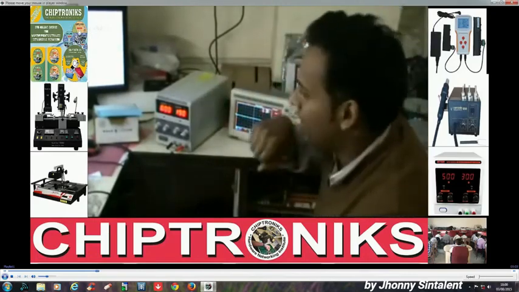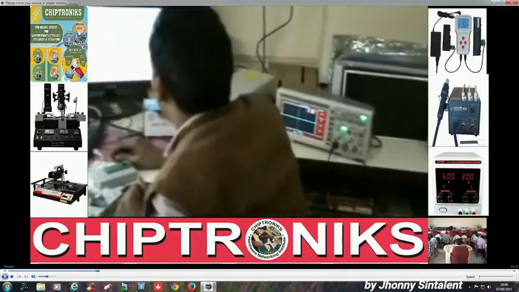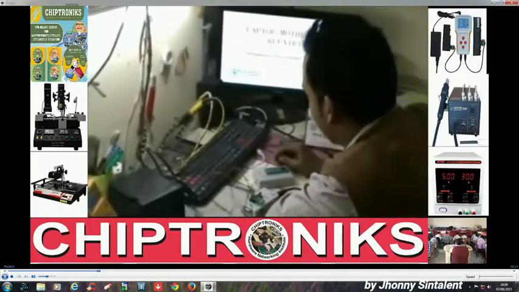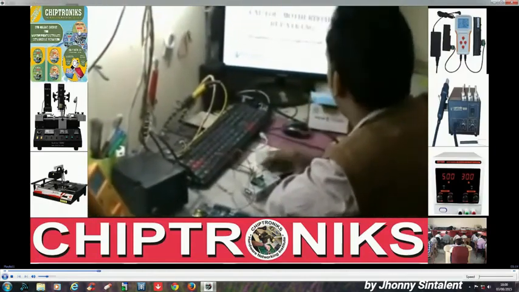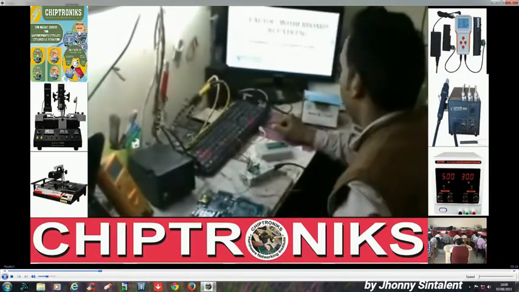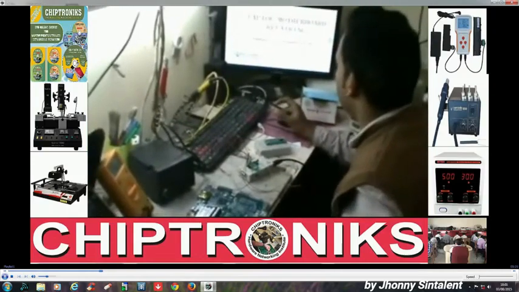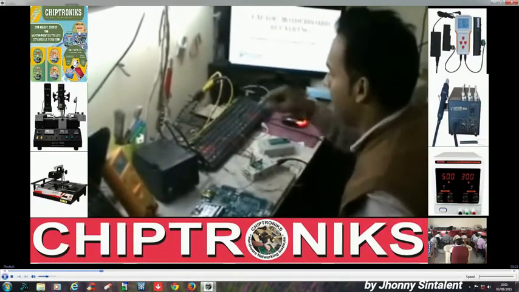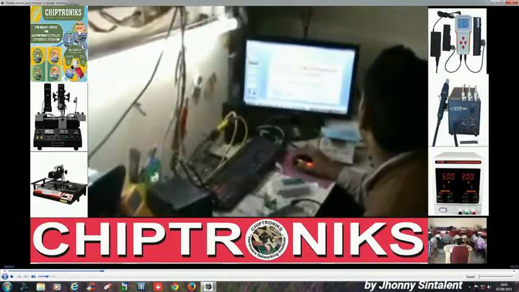So let us go on to finish today's class. In today's class I'll show you how to use this RT809F BIOS copier to program the IO controller. But before that, we must revise our theory once again. So let's go back to the data sheet.